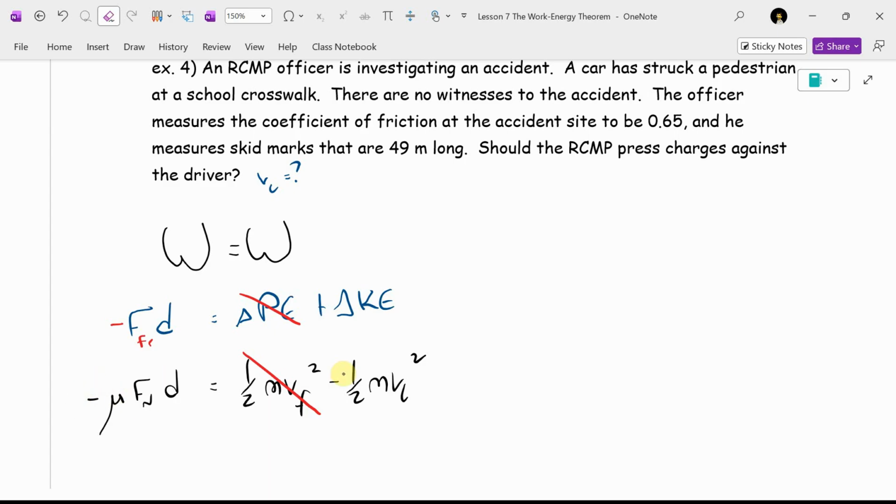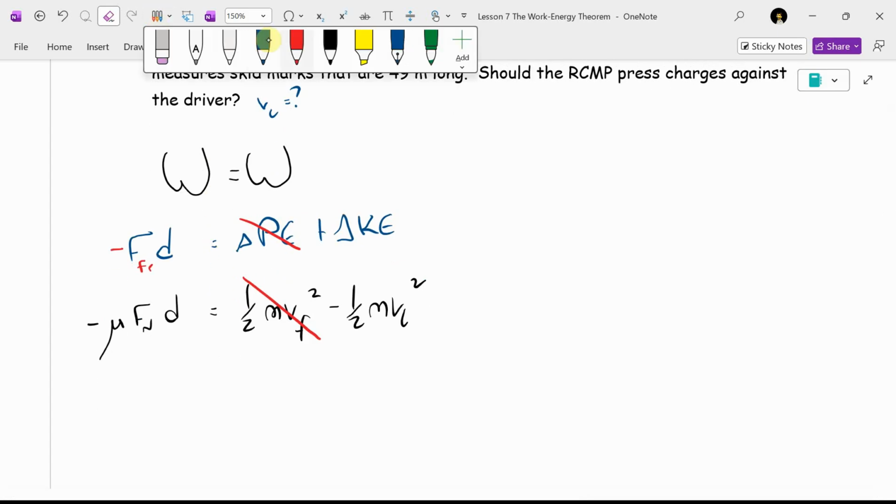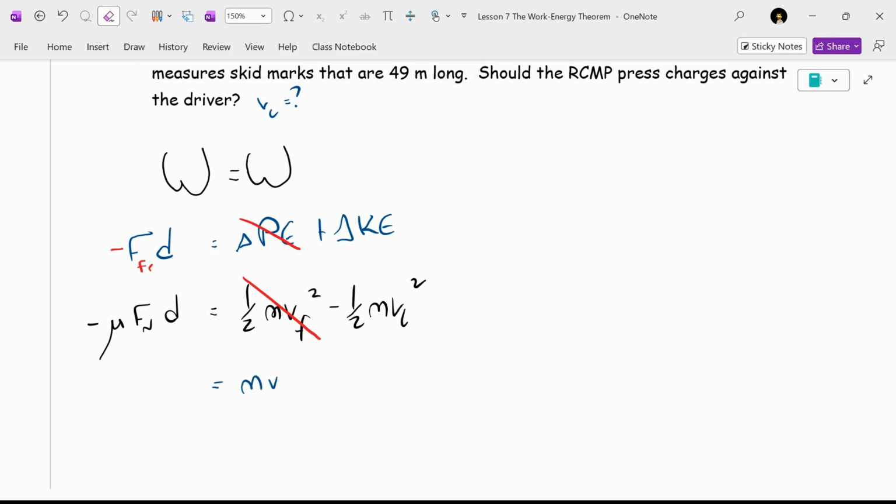Jordan, see there's a negative here and a negative here. The negative divided by negative, they're going to cancel. Okay. On the right side, I'm going to drop this down and write it as mv squared over 2 because I want to get the v by itself, and that's cleaner.